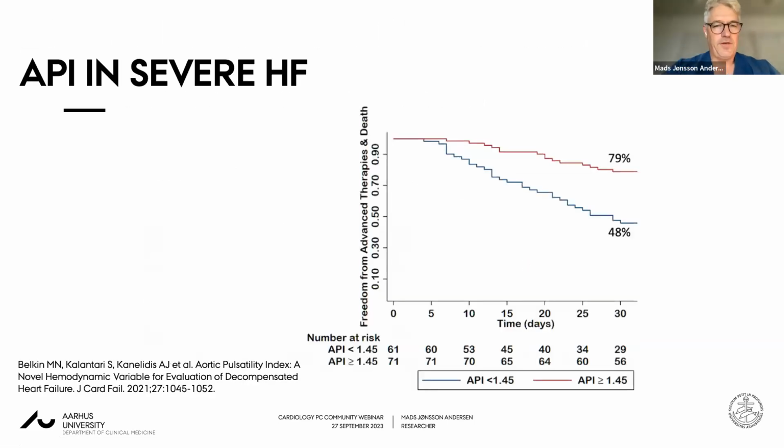Belkin, that we saw before, he actually also looked at the aortic pulsatility index in patients with severe heart failure. This is data from 224 patients who underwent a well-renowned drug study. And in the multivariate analysis, higher aortic pulsatility index was strongly associated with freedom from advanced therapy and death, even when adjusted for baseline characteristics and routine right heart catheterization measurements. And they concluded that the aortic pulsatility index is a novel invasive hemodynamic measurement that is associated independently with freedom from advanced therapies or death at a 30-day follow-up.